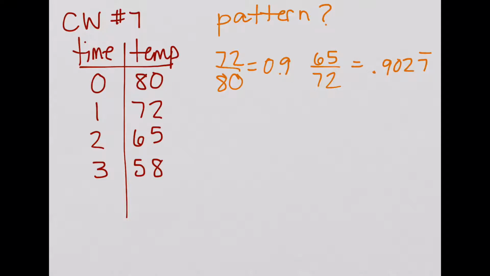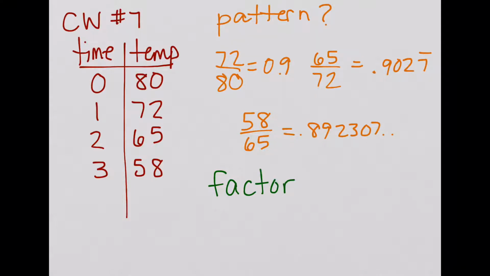Remember, this is like from an experiment. So this is going to be an approximation. If you just did one more check, maybe 58 divided by 65, you would get 0.89. Well, actually 0.892307. Okay, so the point is, all three of these numbers are pretty close to 0.9. So I think we could say that if we were going to estimate, our factor would be 0.9. It looks like we're multiplying by around 0.9 every time.